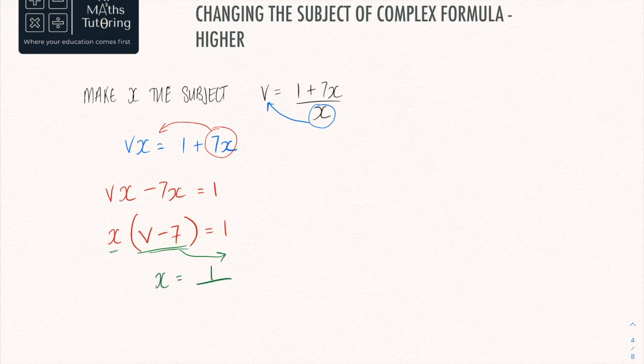And because that's in brackets on that left-hand side, when you take it over the other side, it becomes a divide by v minus 7. As I say, the reason there that becomes a divide when you move it is because x brackets v minus 7 actually means x times that. So because it's multiplied by v minus 7 to remove it, you actually divide it by v minus 7. So that's changing the subject when you have more complex formula and you have to factorise.